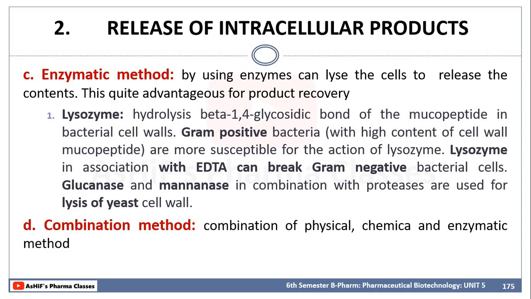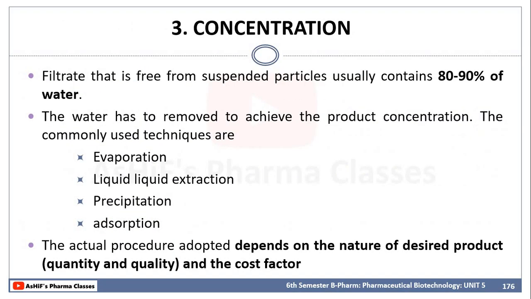Some physical method can be used along with the chemical method. Some enzymatic method will be used. ഇങ്ങനെ നമുക്ക് എന്ത് വേണമെങ്കിലും കോമ്പിനേഷൻ ആയിട്ട് എടുത്തിട്ട് നമുക്ക് ഈ റിലീസ് യൂസ് ചെയ്യാം. Okay, next step is concentration. So why do we have to go for concentration?